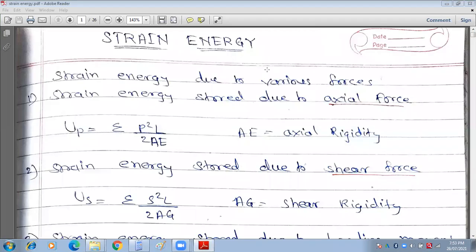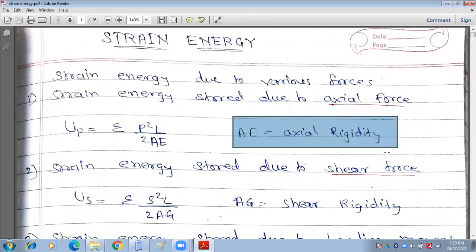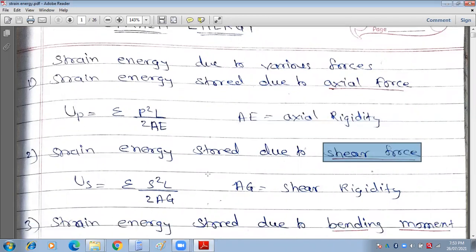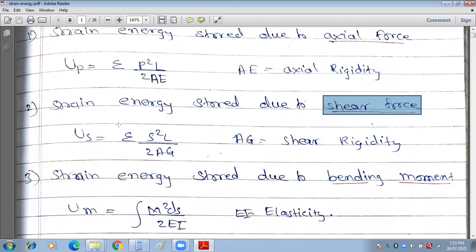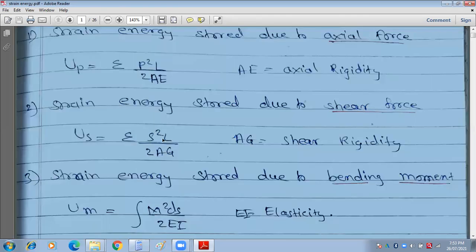Hello friends. Today we are discussing strain energy. As we know, the strain energy stored due to axial force is given by Up equals the integration of P square L upon 2AE. Here AE is nothing but the axial rigidity.